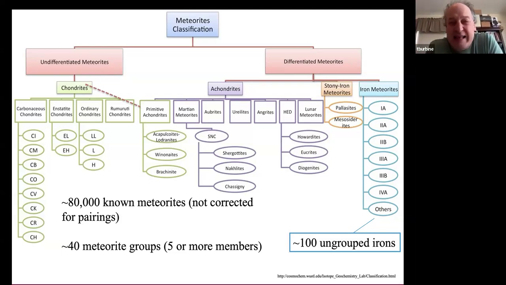As I said before, about 80,000 known meteorites, approximately 40 meteorite groups. And then there are all these ungrouped irons, irons you can't really group with other meteorites. You need to have five to have a group. The thing with iron meteorites is they're very strong and hard to break down. They can last for billions and billions of years, much longer than something that's made out of silicate rock.